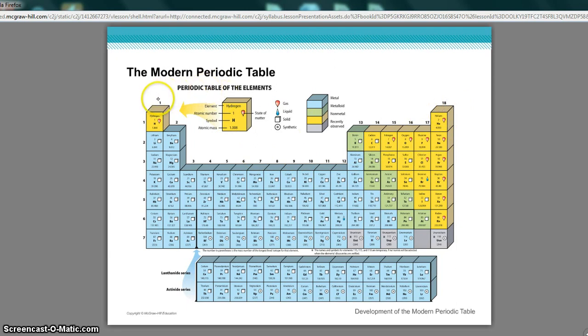So as we can see here, we have our numbers 1 all the way across to 18. So groups 1 and 2, and then 13 through 18, those are our representative elements. Group 3 through 12, transition metals, inner transition metals down here at the bottom. You can see all the blue ones, those are the metals. The green are the metalloids, the yellow are the nonmetals. And then it shows some of the recently observed ones, some of the brand new elements.